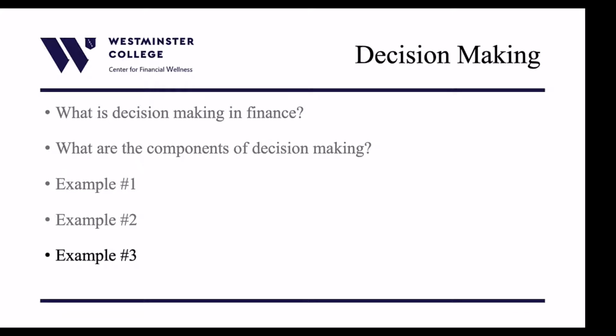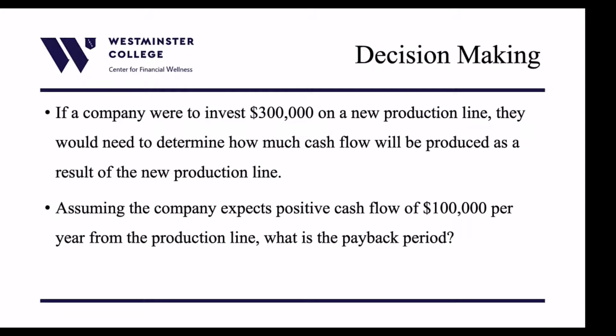So our third and final example. If a company were to invest $300,000 on a new production line, they would need to determine how much cash flow will be produced as a result of the new production line. Assuming the company expects positive cash flow of $100,000 per year from the production line, what is the payback period?